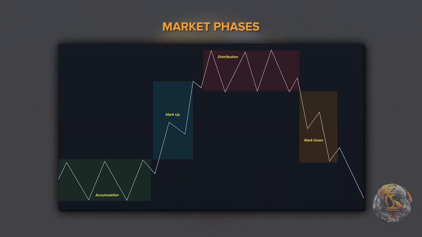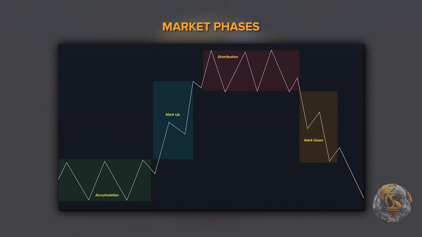Broadly, if you break it into two, it can be consolidating or trending. So it can be in accumulation, markup, distribution, or markdown. There is nothing else. It's either in an accumulation, markup, a distribution, or a markdown. There are 4 market phases. That's it. It either goes sideways, it goes up, or it goes down.